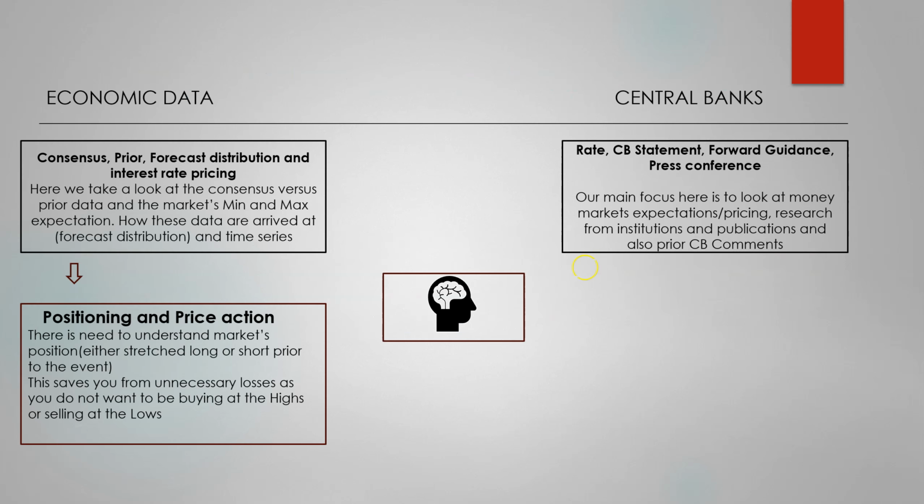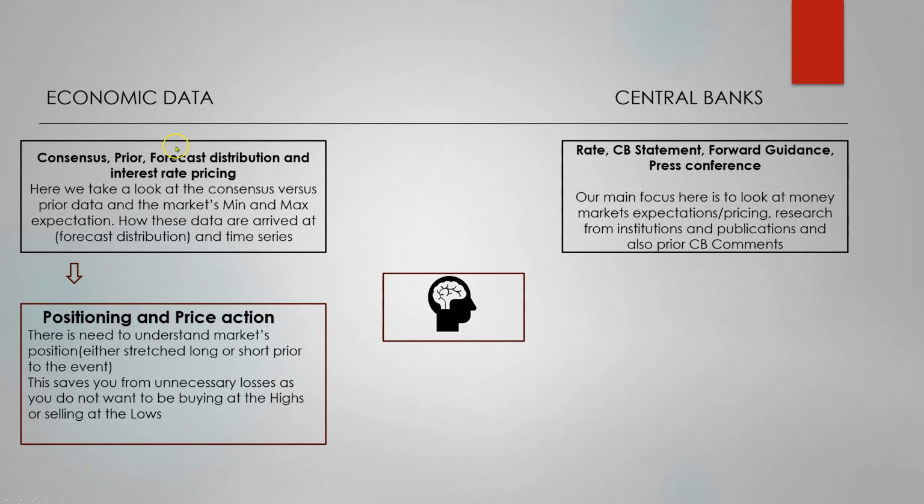So I also made this into two separate parts, which is the economic data and also central banks. When you're analyzing data, these are the two events you want to analyze: economic data events and also the central bank events. So for economic data, you're going to be focusing on the consensus, the prior, the forecast distribution, and also the interest rate pricing.